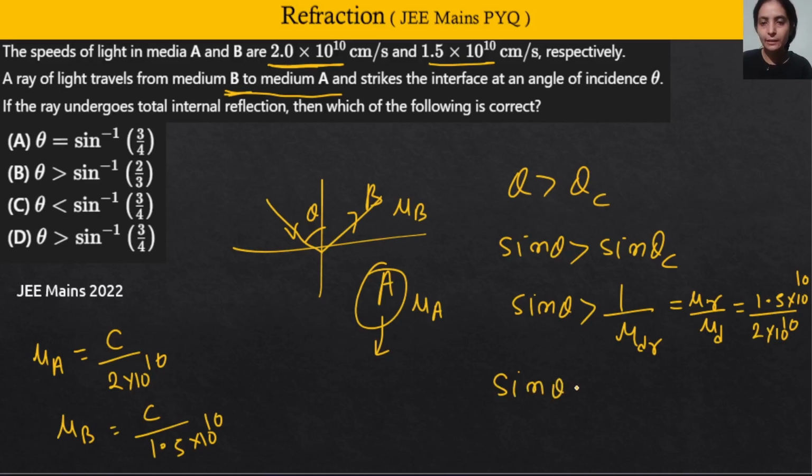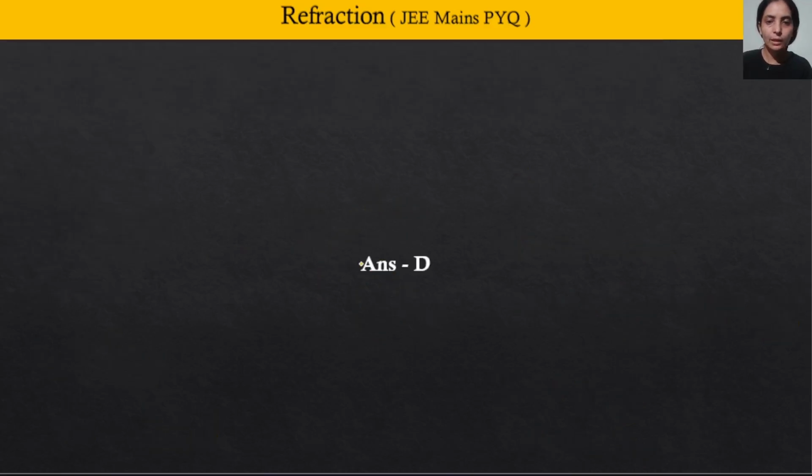Now you see, sin theta is greater than how much? 10 10 will cancel, 1.5, so 15 by 20, right? So this will become how much? 3 by 5. So sin theta is greater than, basically, not 5 by 4, sorry. So sin theta is greater than how much? This is 3 by 4. Done it? So theta is greater than sin inverse 3 by 4. So which one should be correct? D should be correct. Okay, so yeah, D is correct.